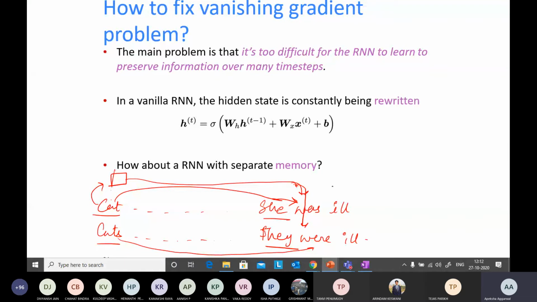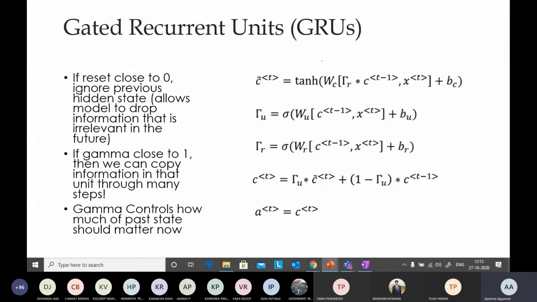In a GRU, a memory cell is basically there. And what is a memory cell? It's nothing but we are just storing the activation of this cat, and we are using it later on when we want to predict this, when we want to model this was or were. Okay. So these are the equations for the gated recurrent units. Now what is extra over here is that the activation is the same, that is coming from the previous node.